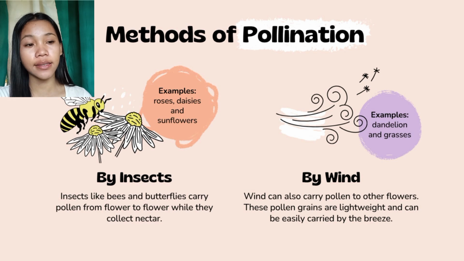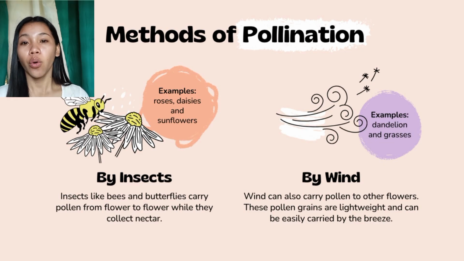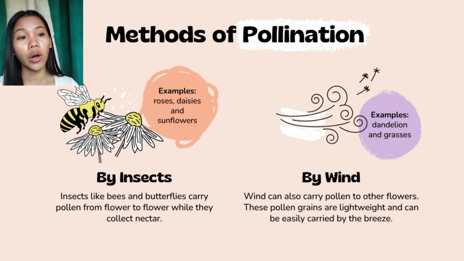We have the methods of pollination: by insects or by wind. For example, pollinated by insects, we have roses, daisies, and sunflowers. Insects like bees and butterflies carry pollen from flower to flower while they collect nectar. And by wind, wind can also carry pollen to other flowers. These pollen grains are lightweight and can be easily carried by a breeze. Examples of pollination by wind are the dandelion and grasses.